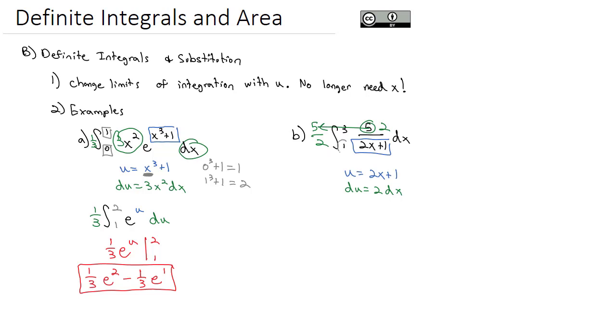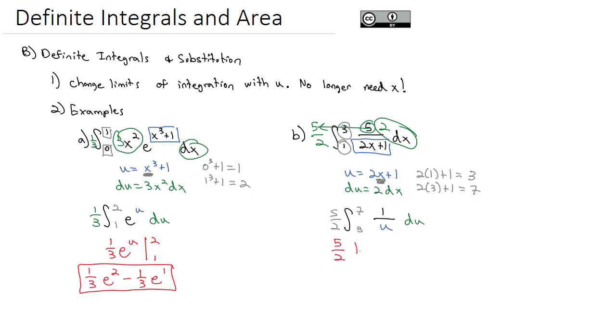And again, we're going to change the limits of integration by plugging them into that u equation. So we get 2 times 1 plus 1 to get our new lower limit of 3. And plugging 3 in, we get 2 times 3 plus 1 to get our new upper limit of 7. So now our integral has that 5/2 out front. The new limits of integration are from 3 to 7. The 2 dx have become a du. And we're just left with 1 over the u.